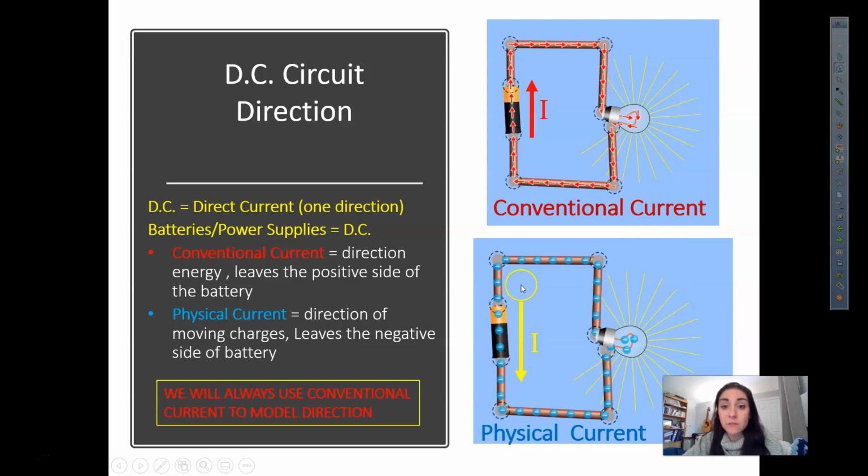I'm going to mention the physical current here because actually the electrons go the opposite way. The story goes, why is this? Why do we do this? It's confusing. Of course it's confusing.